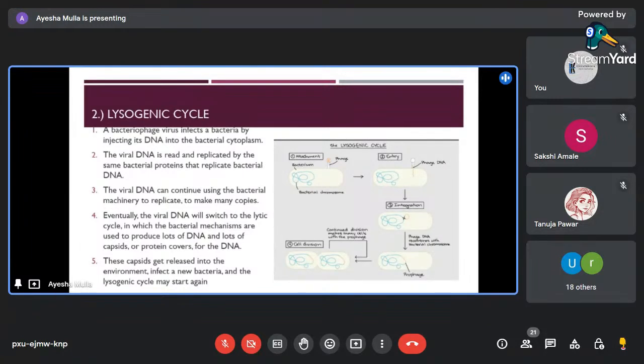After a prophage is formed, it switches to the lytic cycle, which means the bacterial mechanisms are used to produce lots of DNA and lots of capsids and protein covers. So the capsids get released into the environment to infect new bacteria, and the lysogenic cycle may start again.